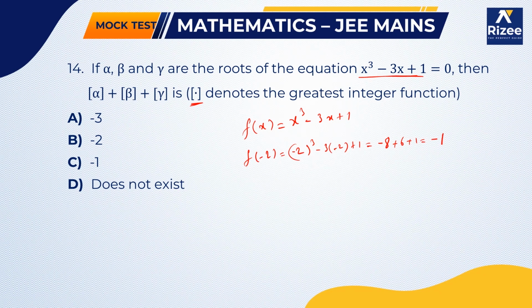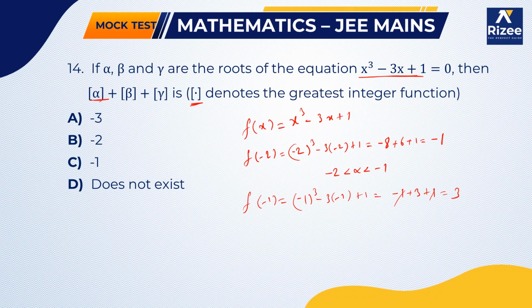So the alpha value lies between minus 2 and minus 1, that is, minus 2 less than alpha less than minus 1. Next I am taking f of minus 1, which is minus 1 cubed minus 3 into minus 1 plus 1, which equals minus 1 plus 3 plus 1, which is 3.